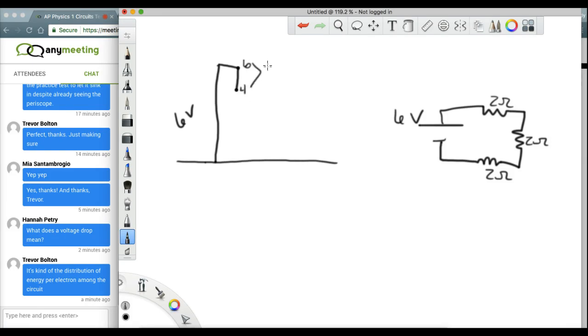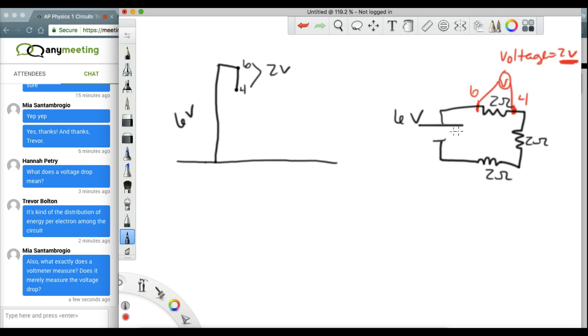But the difference is 2 volts. So we say that the voltage drop across this resistor, if measured, so the electric potential would be 6 here, it would be 4 here, but the voltage, which is the difference, is 2 volts. And that's what we care about. We don't care that that's 6 and that's 4. What we care about is the difference. Now you do need to understand that after the resistor, when we're going from positive to negative, the electric potential will always be less.